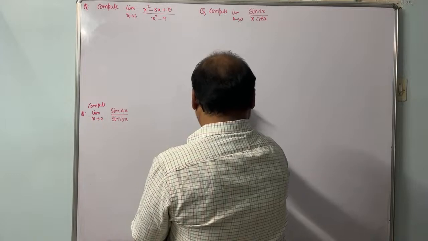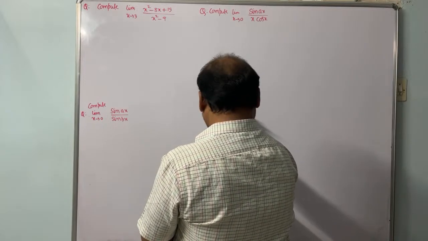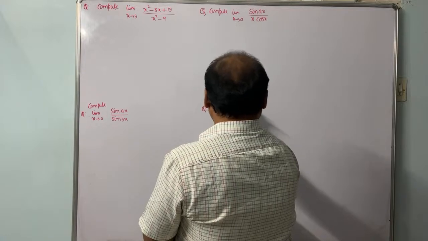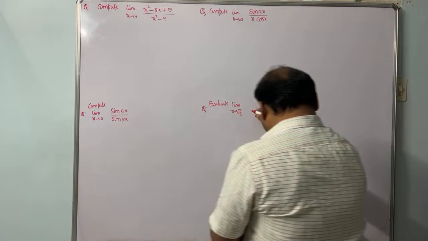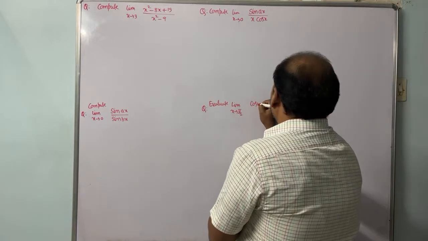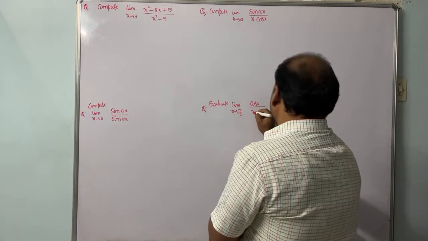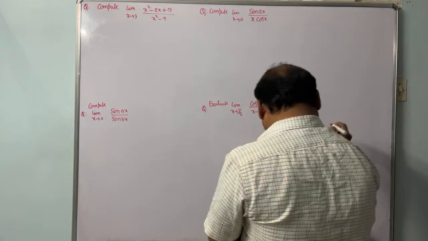Evaluate the limit as x tends to pi by 2 of cos x by (x minus pi by 2).